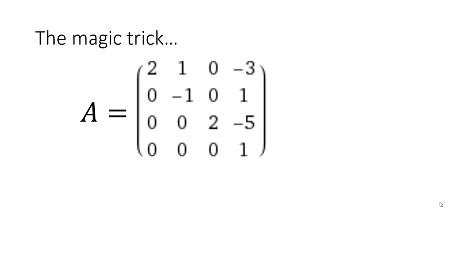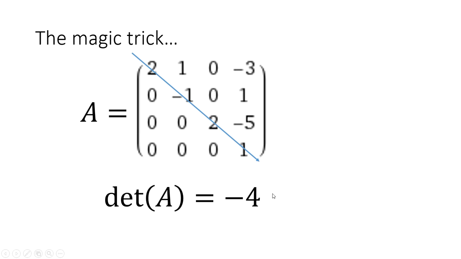So if we've got a matrix that looks like this, so we've got a diagonal here, and we've got all of the elements below the diagonal as 0. This is what we call a triangular matrix, specifically upper triangular. So when you have all of the elements below the diagonal as 0, you've got an upper triangular matrix. And these have a fantastic property, which is that their determinant is simply the product of the diagonal. So if you do 2 times minus 1 times 2 times 1, you get the determinant, which in this case is going to be minus 4.